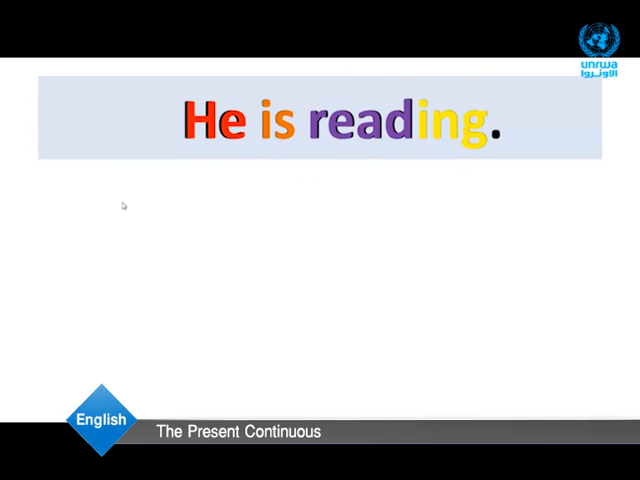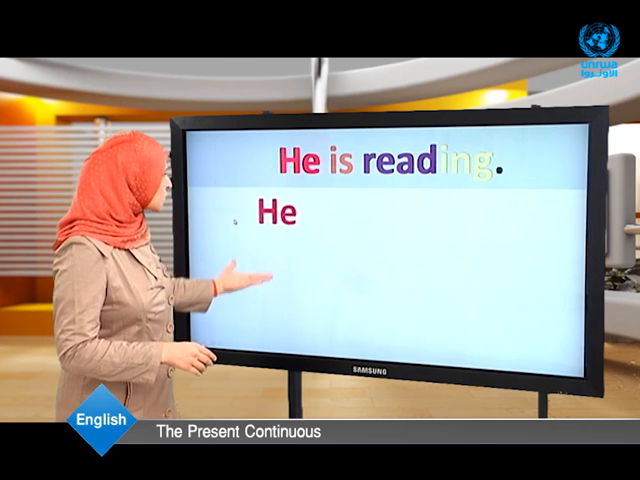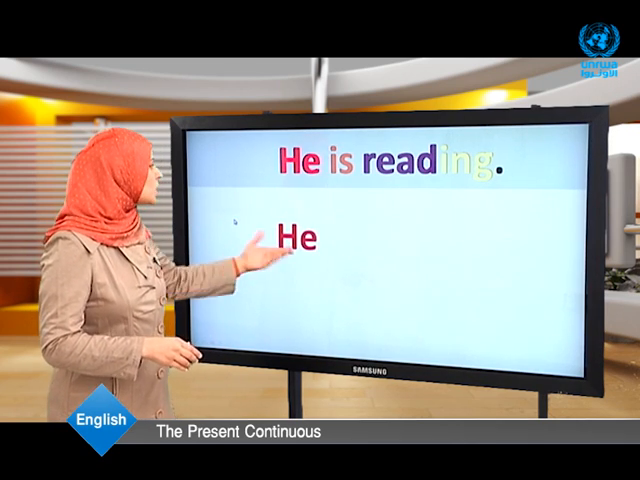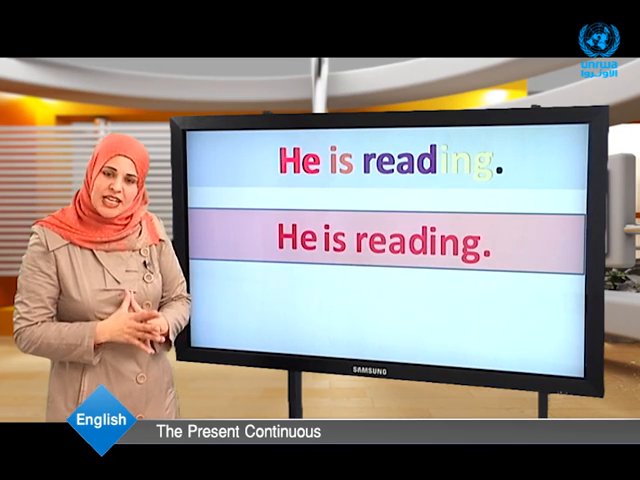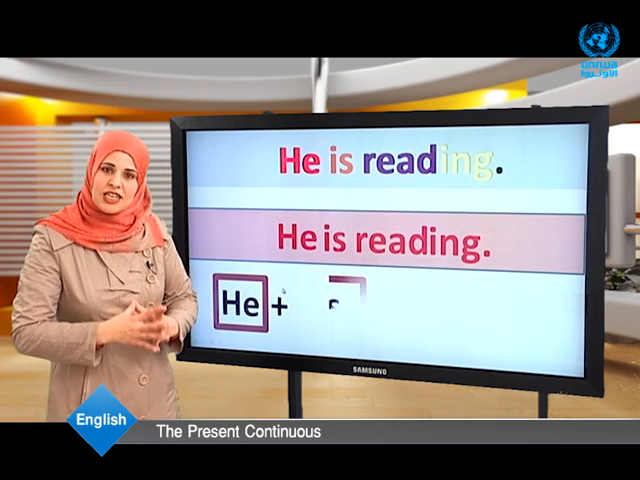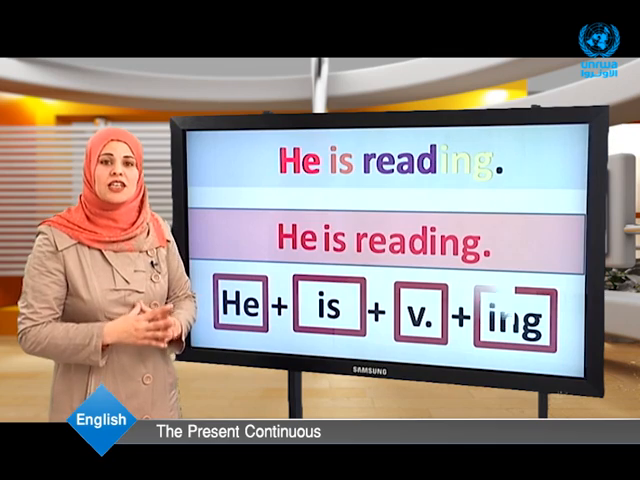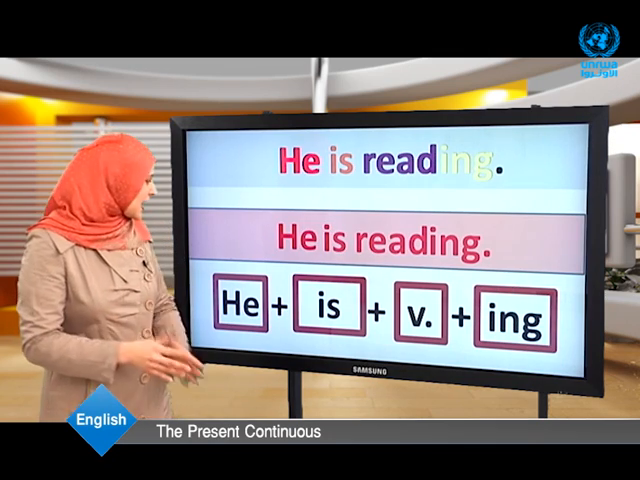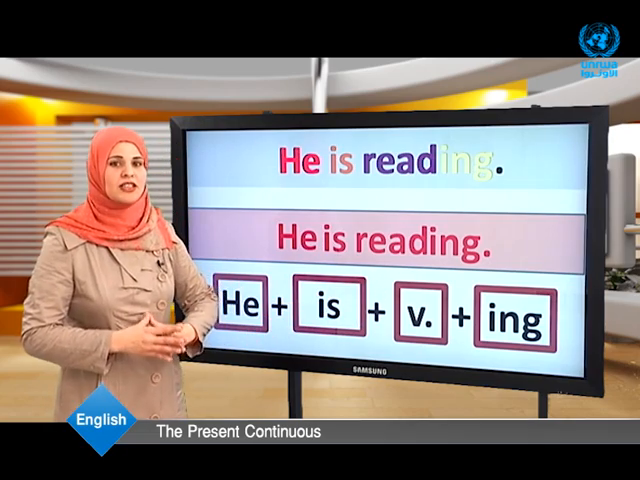He is reading. Let's discuss the form once again. Look, the subject is he, and because the subject is he, we need is. After that, we need the verb, then the ing. So once again, he plus is plus the verb plus the ing.